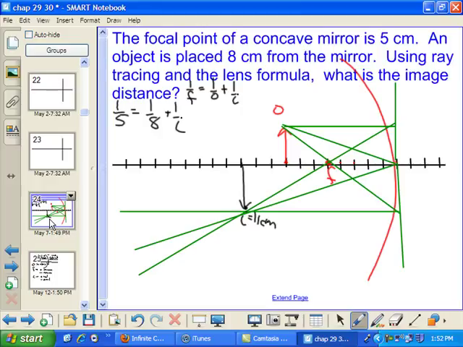I get 1 over I equals 1/5 minus 1/8. I usually just use my inverse key. I don't worry about finding common denominators. You know, it's like 8/40ths minus 5/40ths, and I get 3/40ths. And just make them decimals and do it in your calculator.